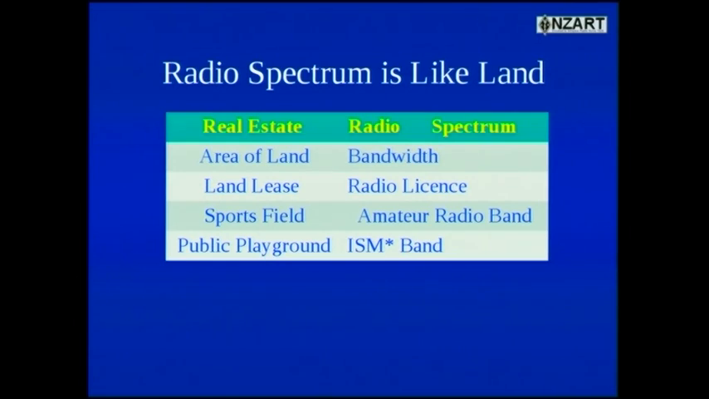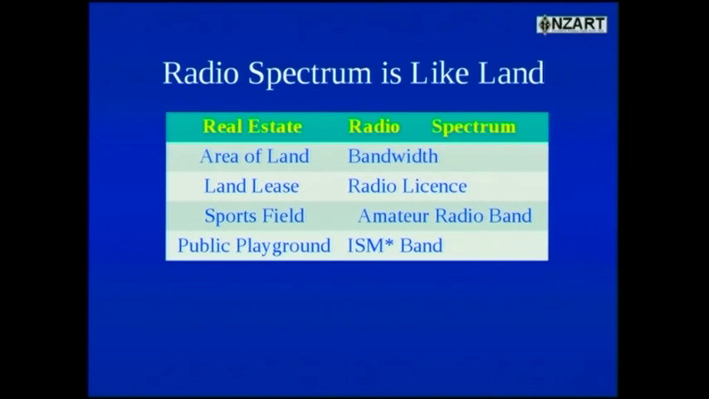If you have land, you can lease land or you can buy land. With radio spectrum, you can't buy spectrum. The spectrum is owned by, in New Zealand, the Crown. Australia, I suppose you'd call it the Crown as well. In other words, by the government, the Commonwealth or whatever. You can lease it off them. And when you lease it off them, you have a radio license.